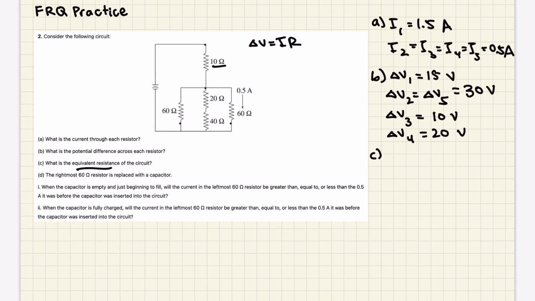Okay, and now part C, it's asking us what the equivalent resistance of this circuit is. So now we do have to calculate that. We know resistances in series add up, and in parallel, you have to take the reciprocal of the sum of the reciprocals. And so this is 60, because we found that earlier, and we have 3 in parallel.